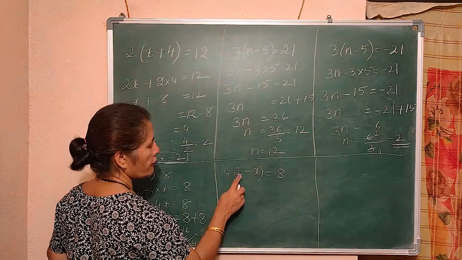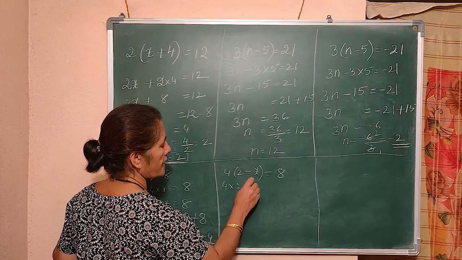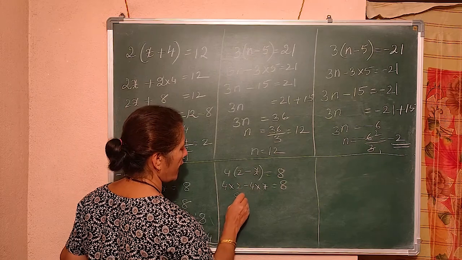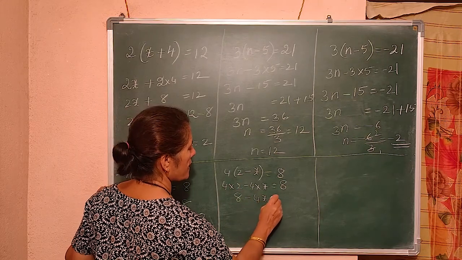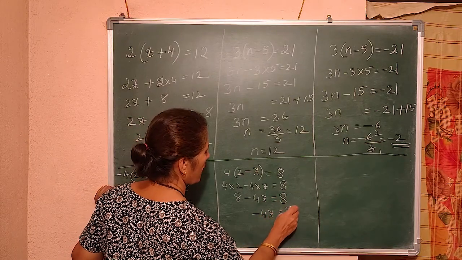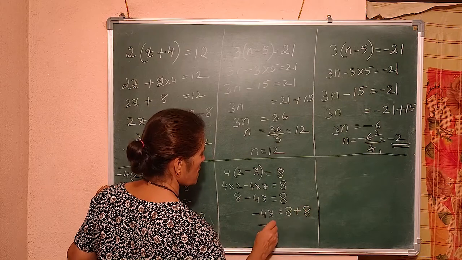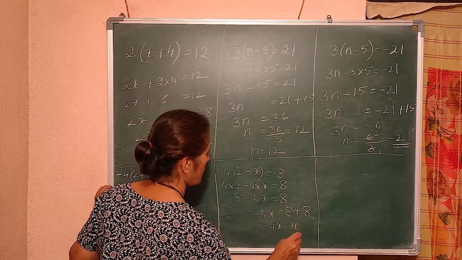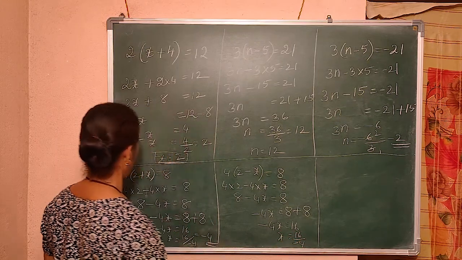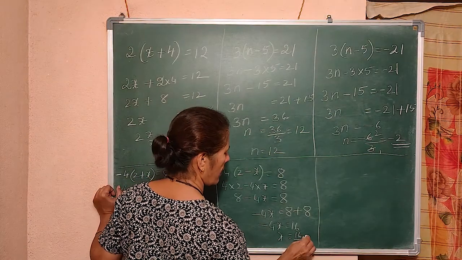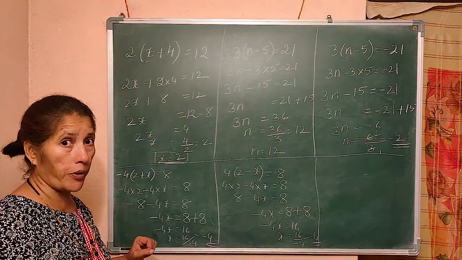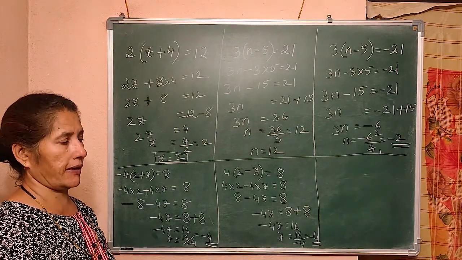Similarly, here it is 4 into 2 minus 4 into x is equal to 8. So, 4 2s are 8 minus 4x is equal to 8. Minus 4x you keep here only is equal to 8 plus 8. So minus 4x is equal to 16. X is equal to 16 divided by minus 4. Correct? So 16 divided by minus 4 is minus 4. So this is the answer. I hope you understood. Let me go to the third one.